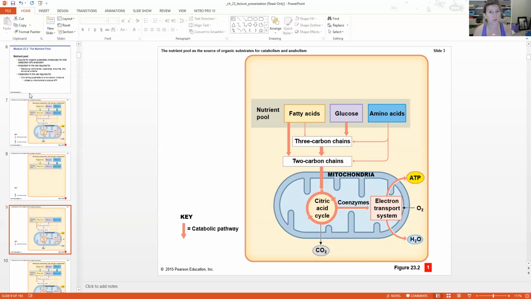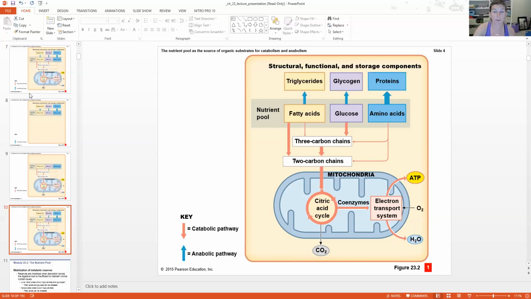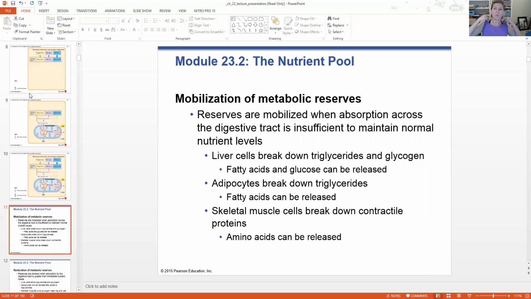Fatty acids, glucose, and amino acids can all be broken down and converted into other substrates that will allow us to obtain ATP energy from them. So this is the whole picture all put back together for you. So let's talk about how we get our metabolic reserves mobilized.